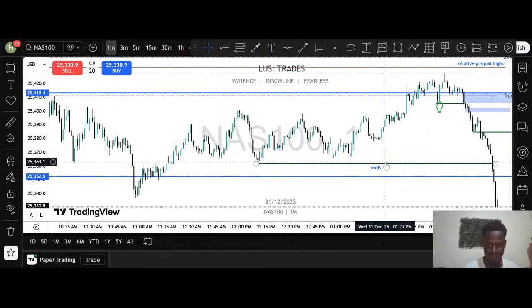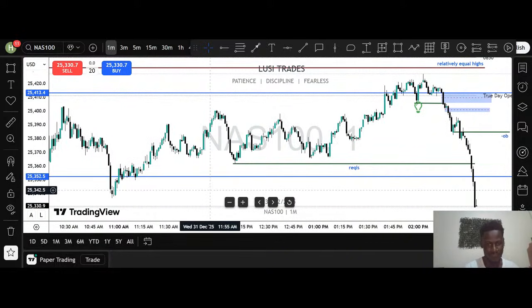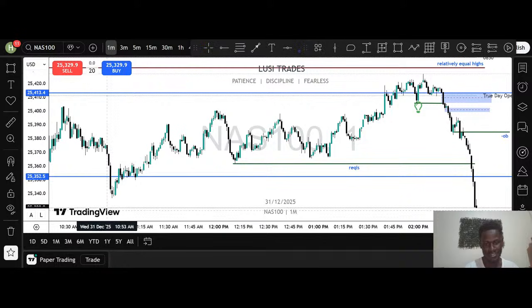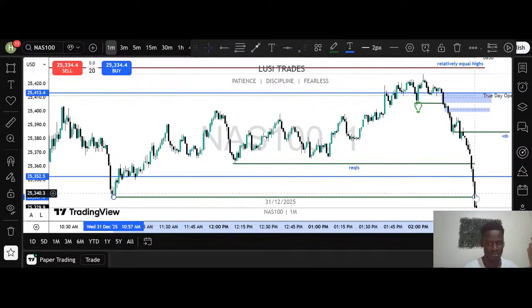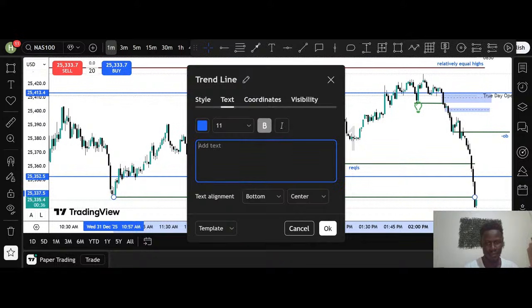So we have again taken out this low. This is nice. Guys, this is textbook, textbook delivery. This sell side liquidity.